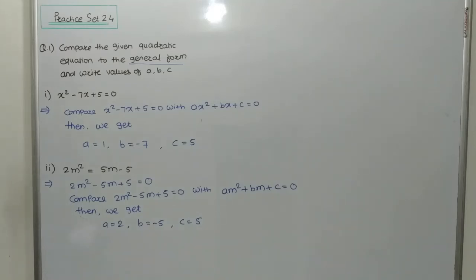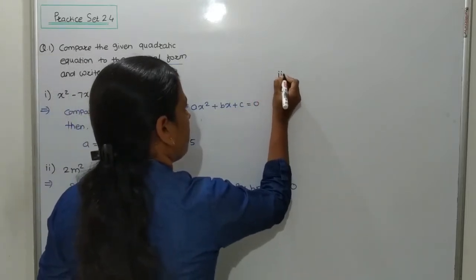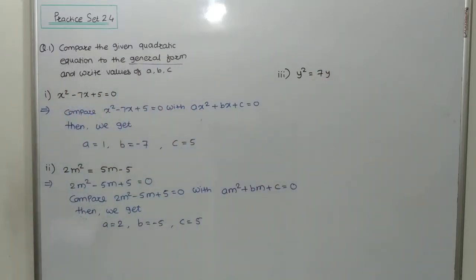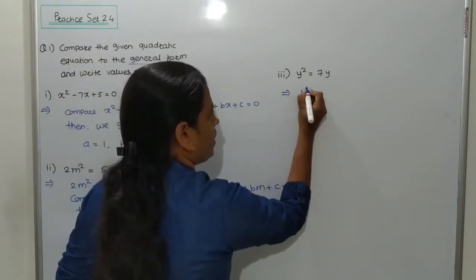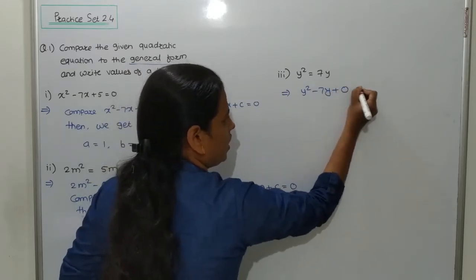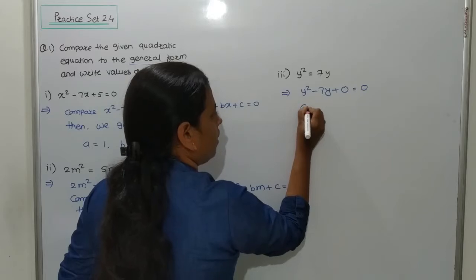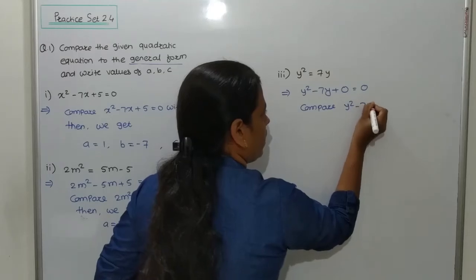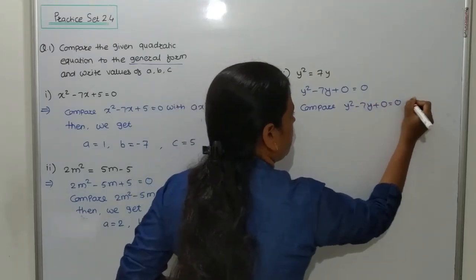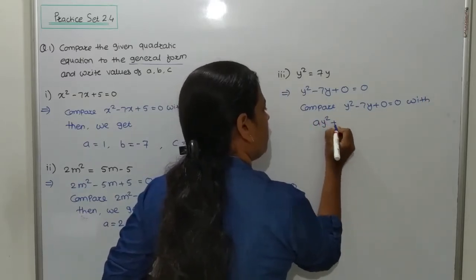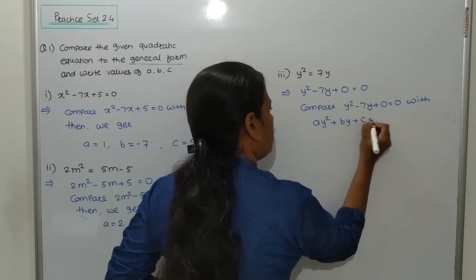Okay, third, y square is equal to 7y. Okay, so we have to do some arrangement here. What do we have to do? We have to change the side of 7y, and is there one constant term? No. So we have to put here plus 0 is equal to 0. Now compare y square minus 7y plus 0 is equal to 0 with ay square plus by plus c is equal to 0.